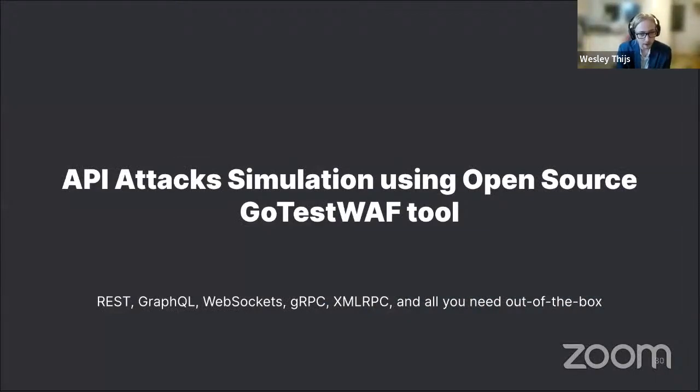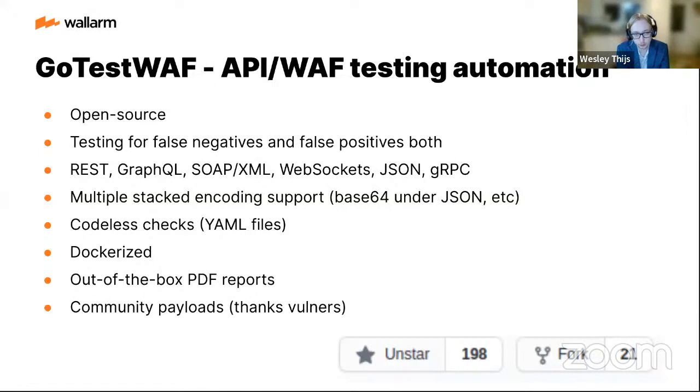Now, as for API attacks, we have certain tools. I'm going to show you a tool later on, but first I'm going to talk about GoTestWAF, and then I'm going to show you some other tools as well. GoTestWAF is an API/WAF test automation tool, open source. So if you want to look at the source code, it's possible. If you want to contribute, please do. It's testing for false positives and false negatives. And it supports REST, GraphQL, SOAP XML, WebSockets, JSON, and gRPC.